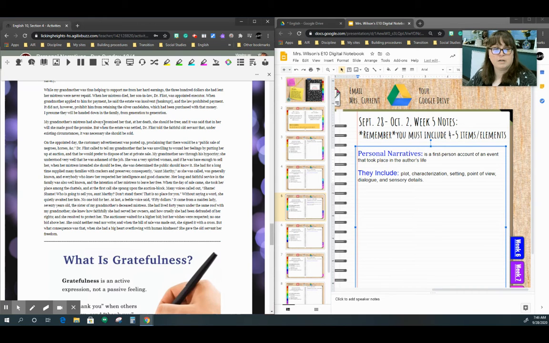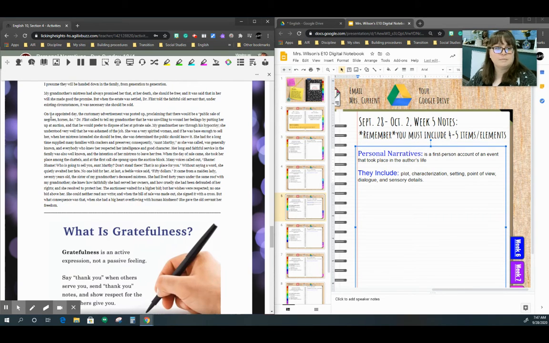My grandmother's mistress had always promised her that at her death she would be free, and it was said that in her will she made good the promise. But when the estate was settled, Dr. Flint told the faithful old servant that under the existing circumstances it was necessary that she should be sold. They were broke, I guess.